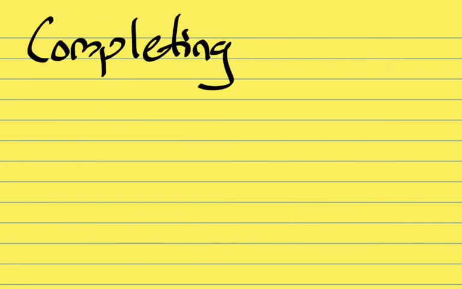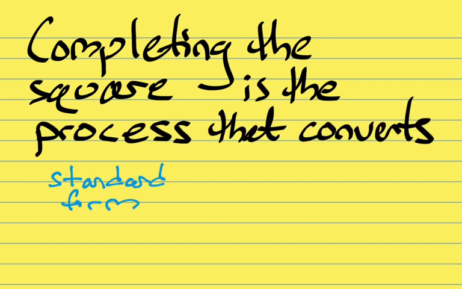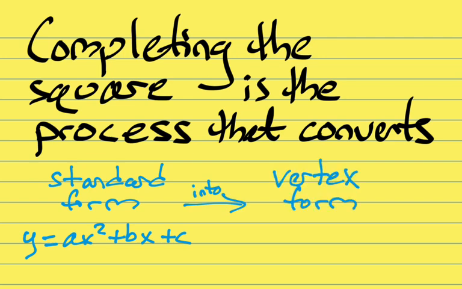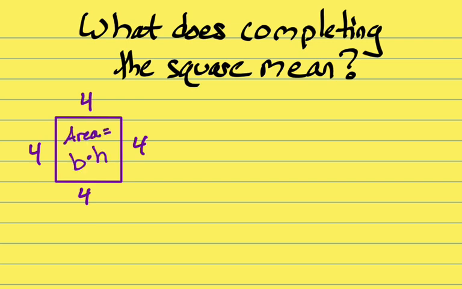Well, completing the square is the process that converts standard form, which looks like this, into vertex form, which looks like this. So, what does the act of completing the square actually mean? Well, let's first understand the math that's going on behind it. This is a square. We know it's a square because all 4 sides are the same.